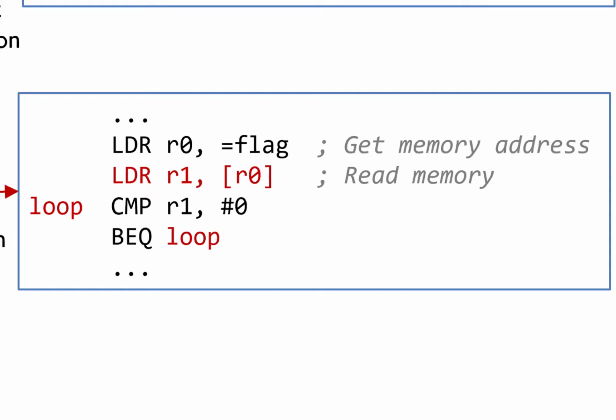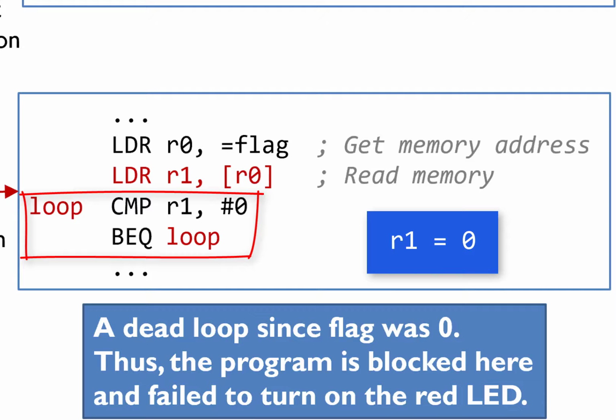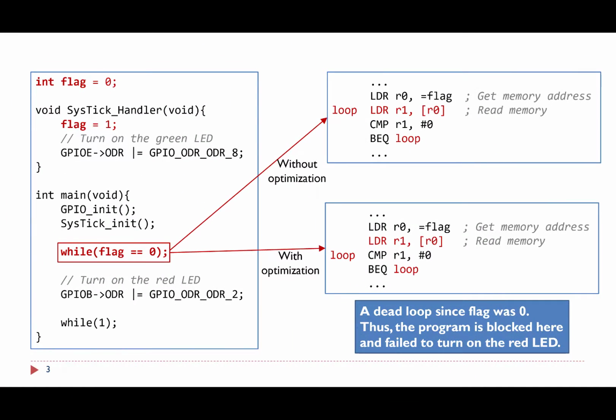The flag variable was initialized to 0, so the load instruction loads 0 into register R1. Accordingly, the BEQ branch instruction is repeatedly taken, and it essentially becomes a dead loop. Although the interrupt handler has successfully updated the flag value in the memory and turned on the green LED, the main function is blocked by the dead loop. As a result, the red LED remains off.